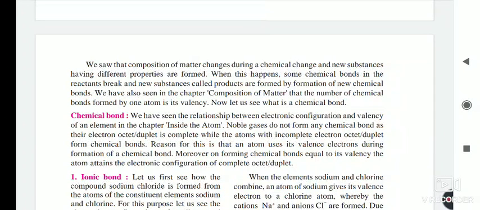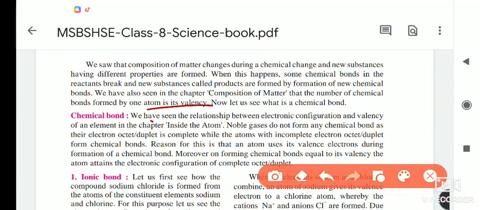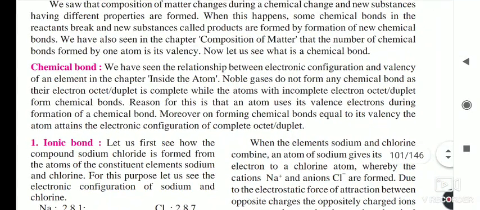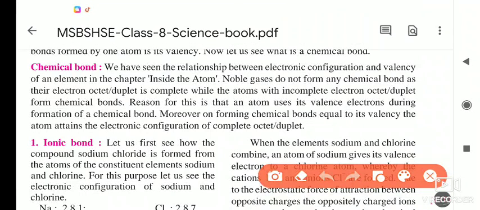Then here what they told us, a new chemical bond. We have also seen in the chapter Composition of Matter that the number of chemical bonds formed by one atom is its valency. Now let us see what a chemical bond is. So the first point is the chemical bond. We have seen the relationship between the electronic configuration and valency of an element in this chapter, Inside the Atom. So we saw how to find its valency and the relation between valency and electronic configuration. The noble gases do not form any chemical bond.